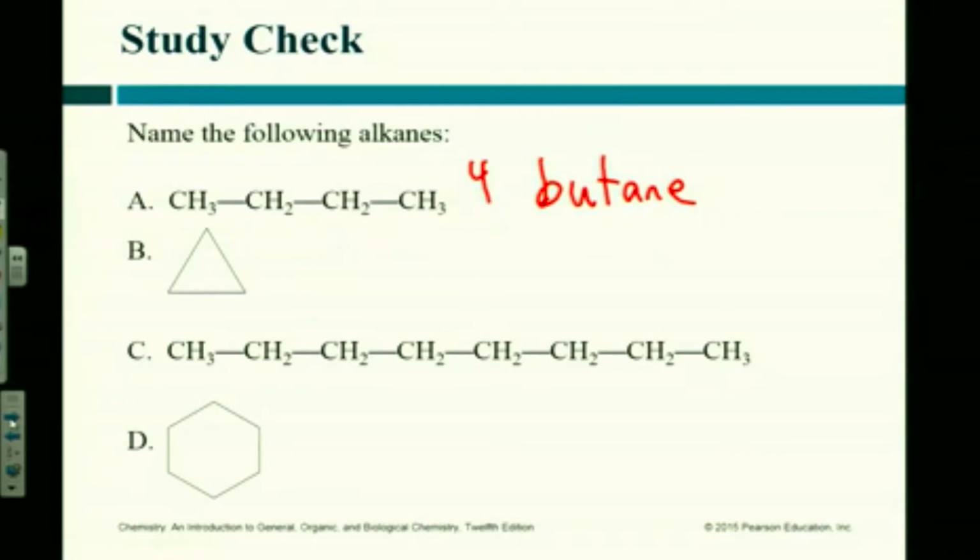That's right. Do it in steps. Count the carbons. That tells you the base name. Then you look at it. It's a ring structure, so it's cyclohexane. What was C again? C is octane. There's 8 carbons there, right? 1, 2, 3, 4, 5, 6, 7, 8. Yep. Okay.